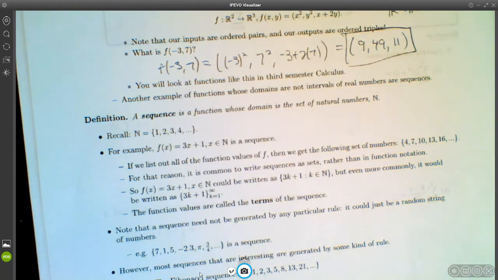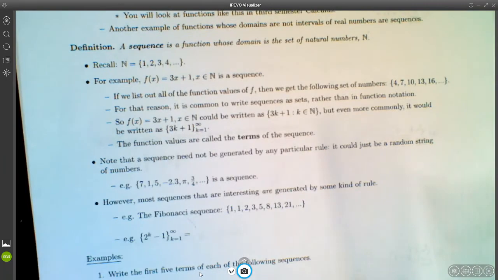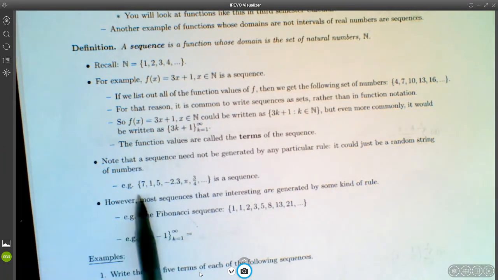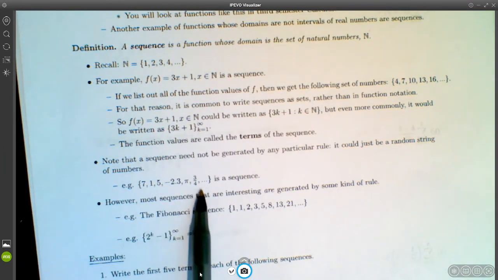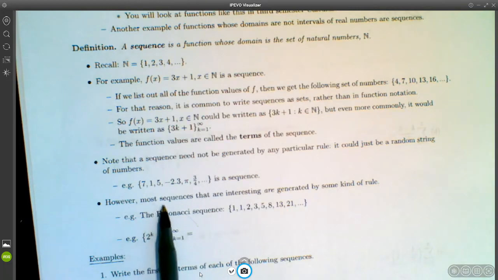Now, this sequence right here is a sequence of numbers that's generated by this rule. But a sequence of numbers doesn't have to be generated by any particular rule. It could just be a random string of numbers like this, right? This would be a sequence. But most of the sequences that we're interested in are generated by some kind of rule.